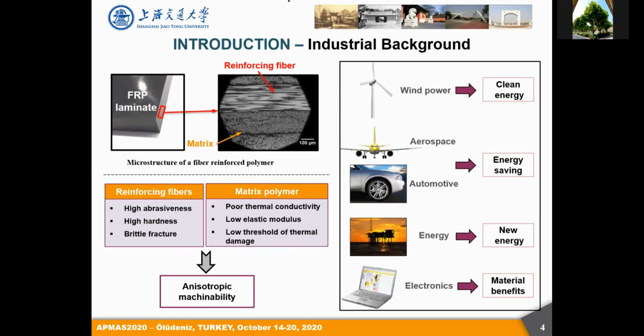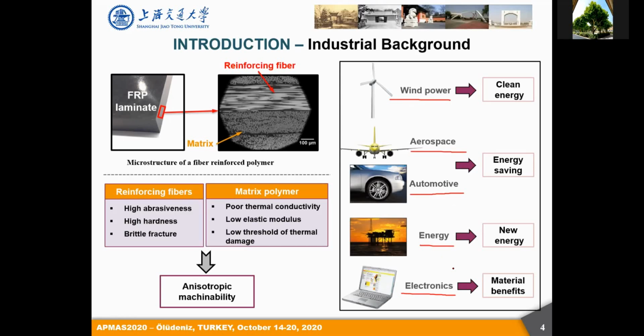Okay, I will start subsection 1, the introduction, the industrial background of carbon fiber reinforced polymers. In modern industry, we can see that the use of carbon fiber reinforced polymers has been increasingly developed in a variety of industrial fields, such as wind power, aerospace engineering, the automotive field, as well as the energy and electronics fields.